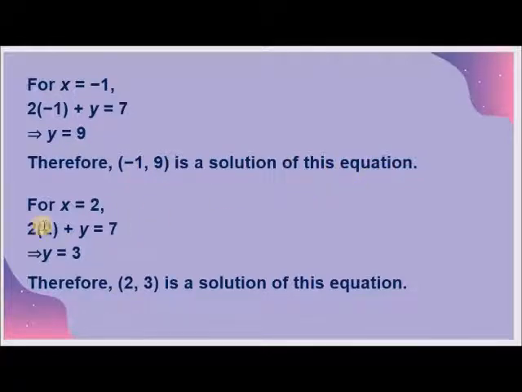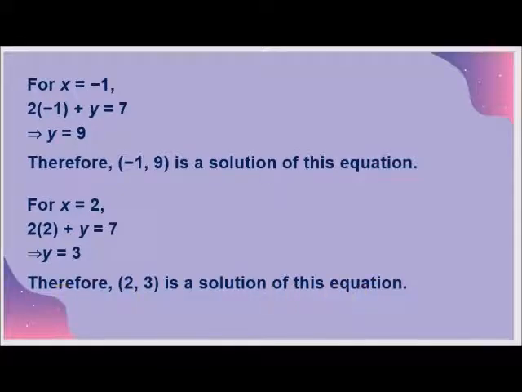Then for x equal to 2, in the equation we'll put the value of x as 2. So 2 multiplied by 2 plus y is equal to 7. So 2 2s are 4, and if this 4 shifts over this side, then it becomes negative. So 7 minus 4 is equal to 3. So y is equal to 3. Therefore, (2, 3) is the solution of this equation.